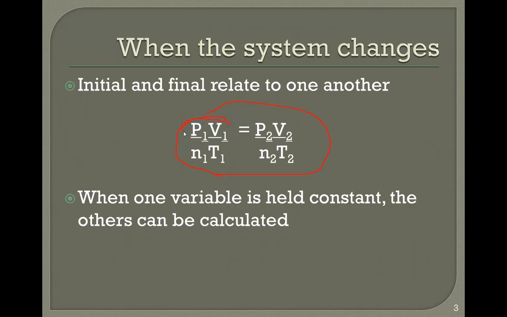So here's Boyle's law, here's Charles's law, and here's Avogadro's law, all in the same equation. And the initial and final relate to one another. When one variable is held constant, the others can be calculated. So in other words, if you know that the amount of atoms isn't going to change, you can disregard that unit.